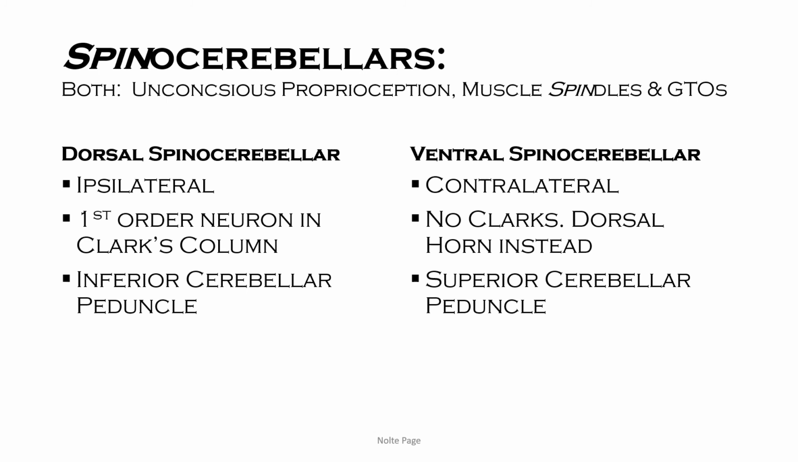Ventral spinocerebellar is contralateral. No Clarke's column, we just call it the dorsal horn instead. And then it's going up and in through the superior cerebellar peduncle. So the differences here: ipsilateral versus contralateral, Clarke's column versus dorsal horn, inferior cerebellar peduncle versus superior cerebellar peduncle.